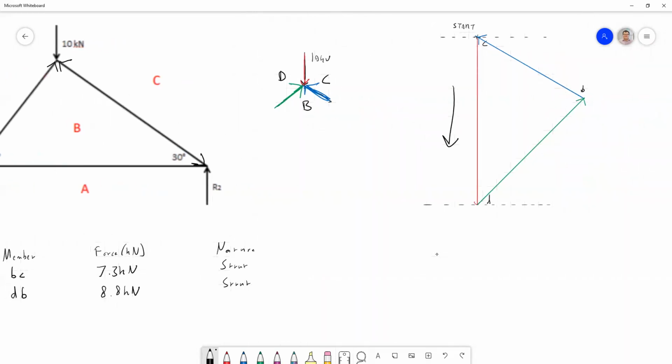But we've got these three and we've got them in place here. We can also label them with the sizes as well, just so that we know. So this is 10 kilonewtons. This one here was 8.8 kilonewtons. And this one here in blue is 7.3 kilonewtons.